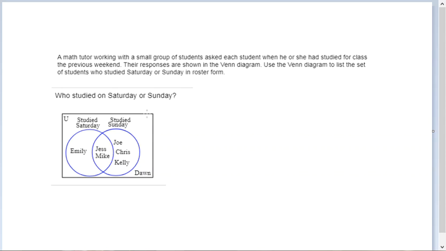Well, these are the people that studied on Saturday, and these are all the people that studied on Sunday, and notice that Jess and Mike studied for both. But still, if we wanted to list in roster form those who studied Saturday or Sunday, that would be all of these people in here. The only person who didn't study at all on Saturday and Sunday is Dawn. So the roster form for this one would be Emily, Jess, Mike, Joe, Chris, and Kelly.